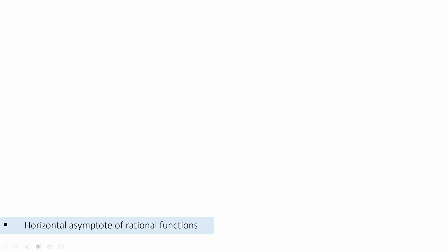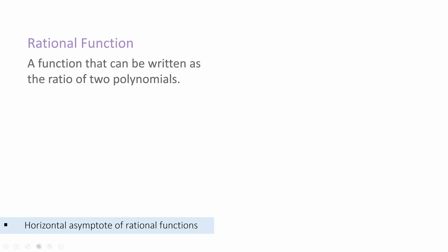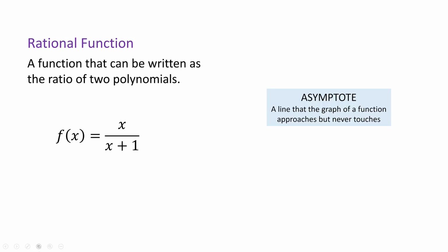In this video, we will see the horizontal asymptote of rational functions. In our previous video, we already saw that a rational function is a function that can be written as the ratio of two polynomials. For example, the polynomials x and x plus 1. We also saw that an asymptote is a line that the graph of a function approaches but never touches. Now we are going to see specifically the horizontal asymptote of a rational function.